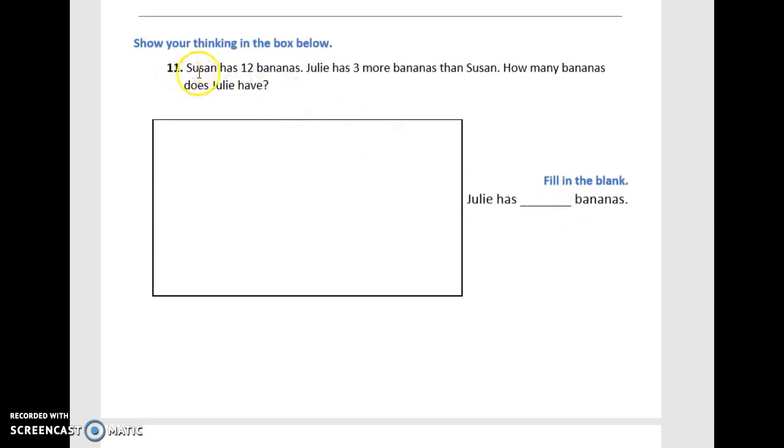Number 11. Susan has 12 bananas. Julie has 3 more bananas than Susan. How many bananas does Julie have? Draw the picture. Fill in the answer. Julie has blank bananas.